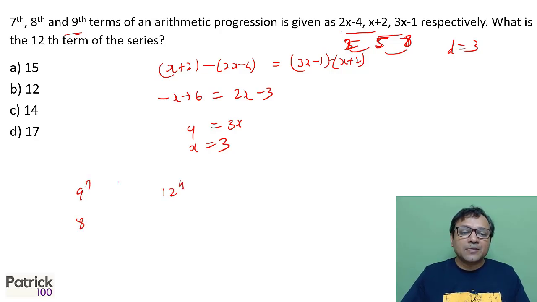then the 12th term, which is 3 terms ahead, will give you plus 3 into 3, because the difference is 3. So every term you move ahead, you add 3. So 3 terms you move ahead, you add 9, which will give you 17. D option.